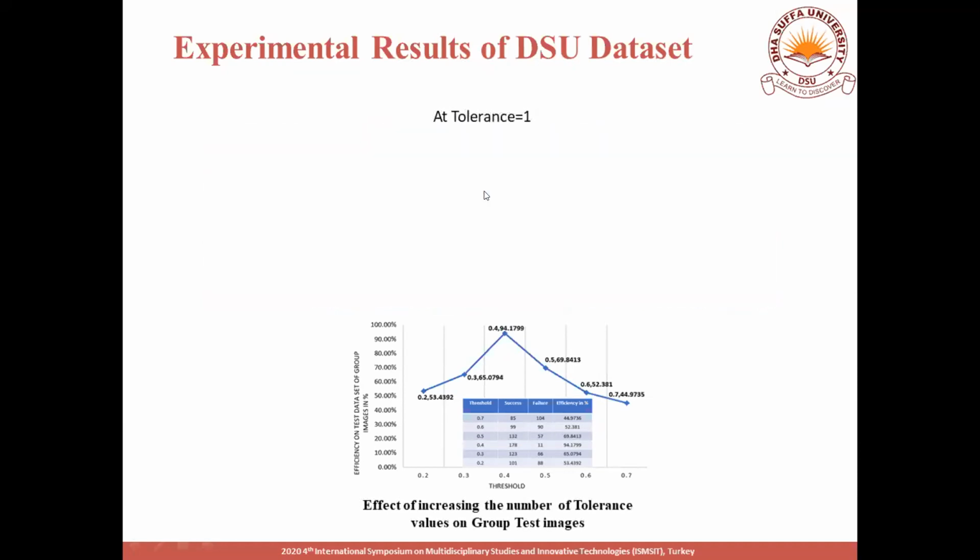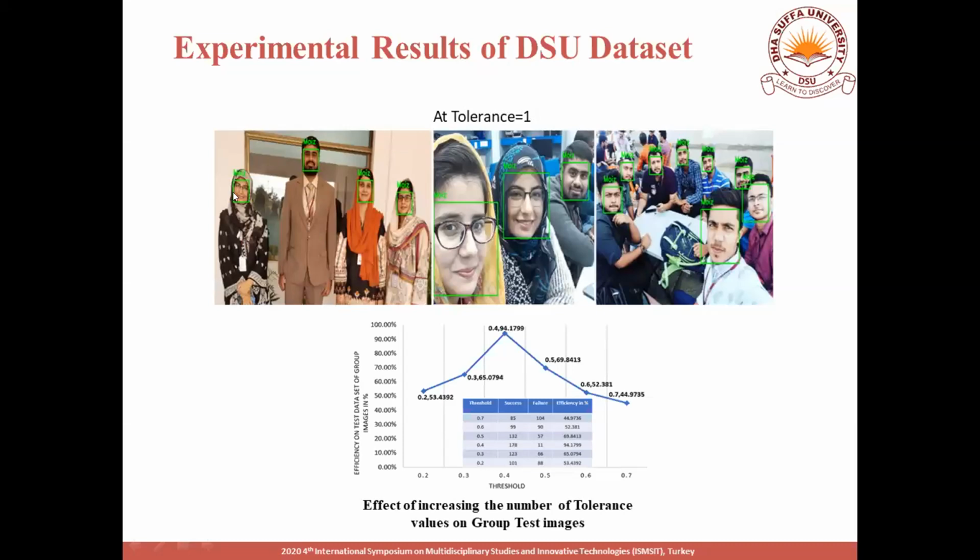And increasing it to 1 further results in false positives, which are incorrect recognitions, incorrect matches. So people who were not present in the data set, or who were present in the data set, are all being recognized as the same person. So this is basically the disadvantage or the drawback of increasing the tolerance beyond a certain value.